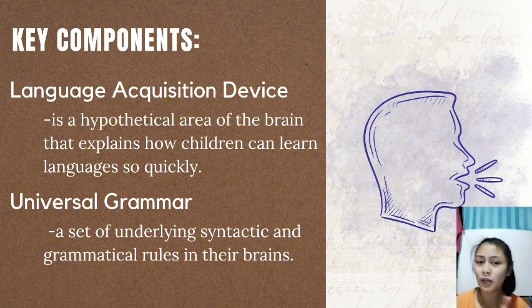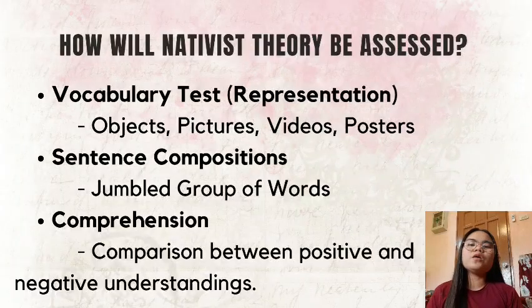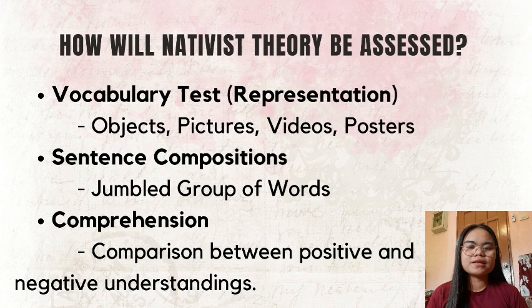Because before we actually started going to school, we can already speak, and we didn't learn grammar from that point, right? So how will nativist theory be assessed? First is the vocabulary test. It assesses how well learners connect words to their meanings through representation. So we can use objects, pictures, videos, or posters to represent vocabulary words. This helps in assessing learners' understanding of vocabulary by connecting words to visual or contextual representations.